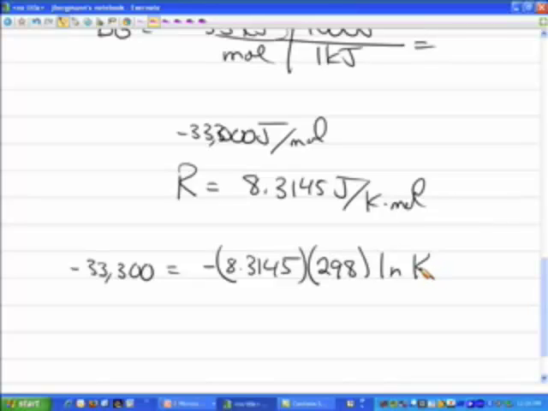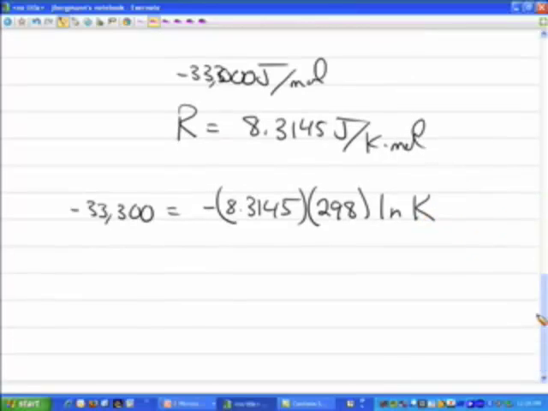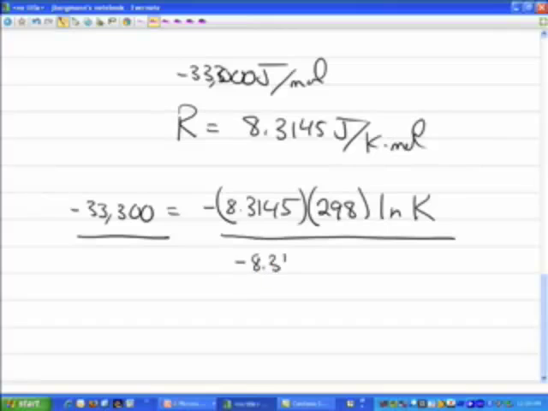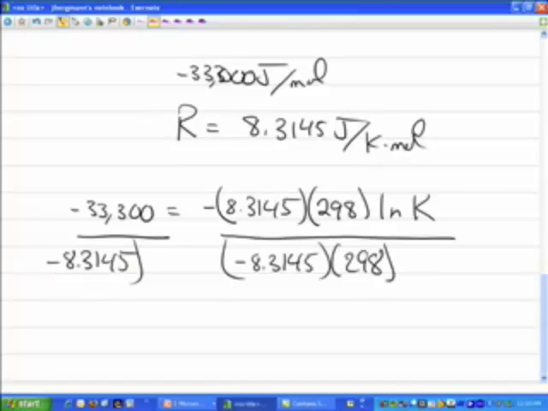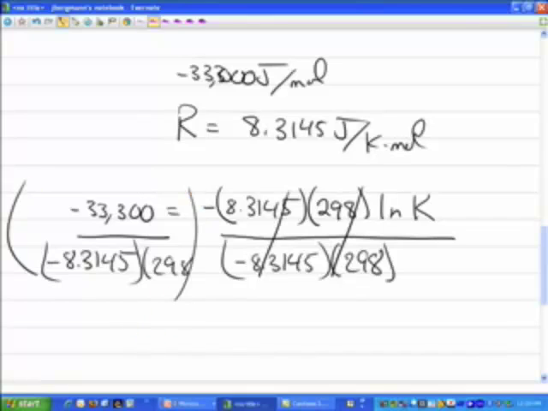Okay, now, what you would need to do mathematically, this could be done with a solver, but we're going to teach you how to do it without a solver. Just do it with the math. So we're going to divide both sides by negative 8.3145 and 298. Of course, they cancel on this side. And what do you get? 13.4. The negative divided by negative gives you positive, 13.4, is equal to the natural log of K.